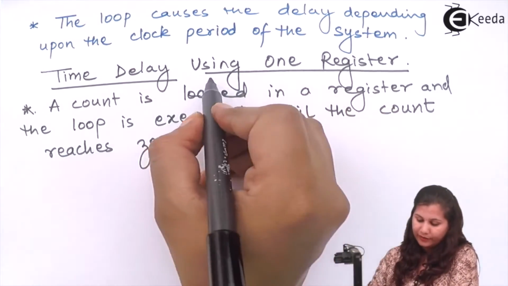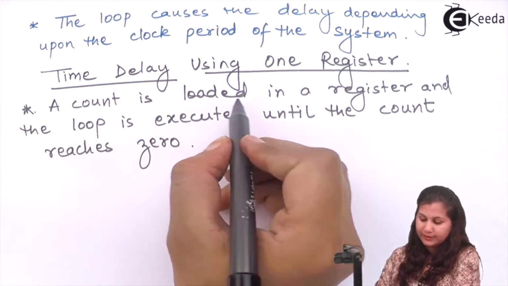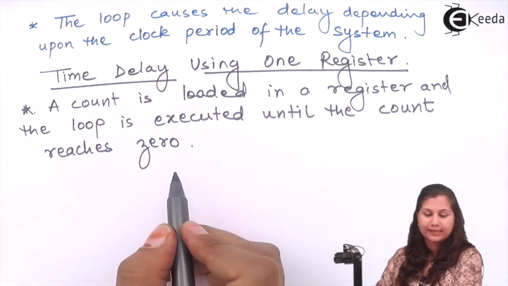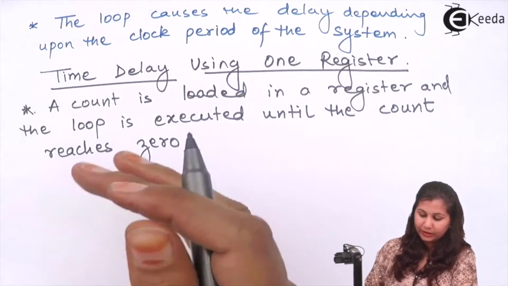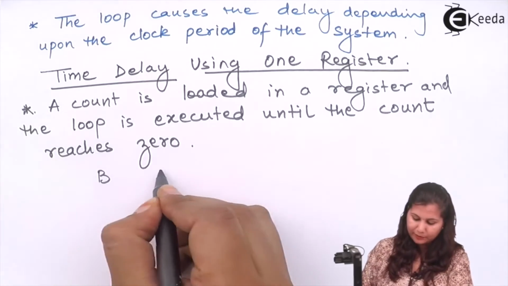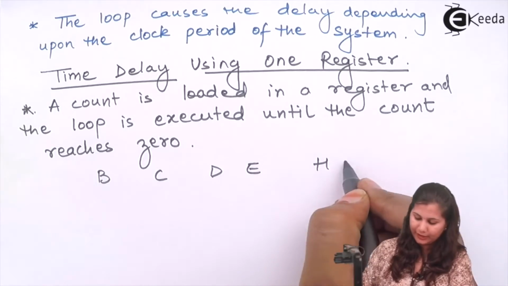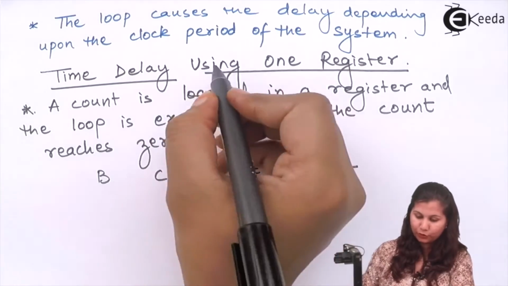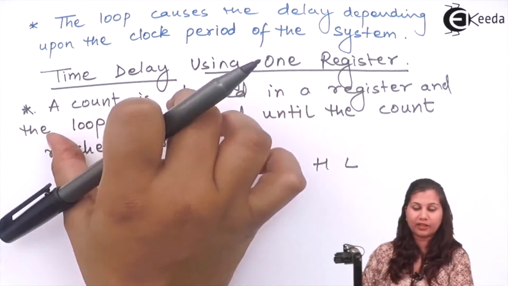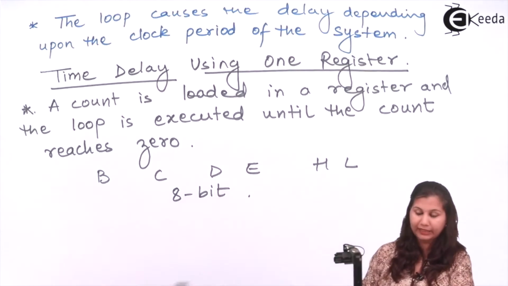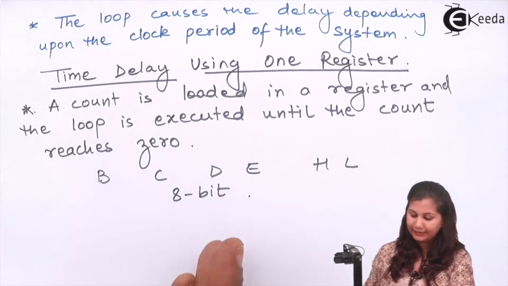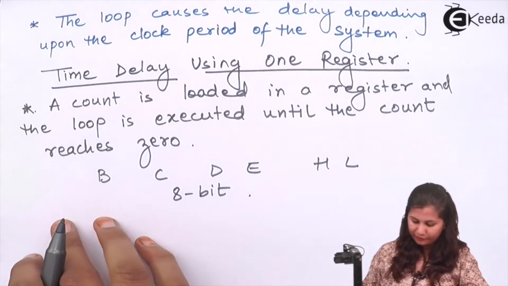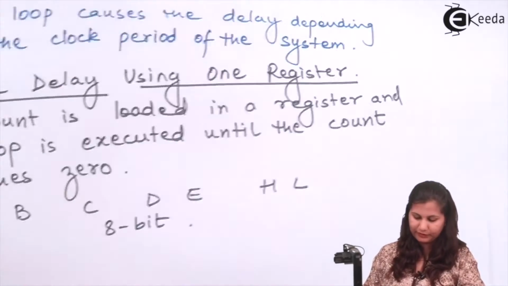In this technique where we are using a register, the count is loaded in a register and the loop is executed until the count reaches 0. In the microprocessor, we have the registers B, C, D, E, H, L, and all these registers are 8-bit registers. So using one register, we can have an 8-bit maximum number, and that 8-bit number can be used as the maximum count. Let's see the flowchart for it.